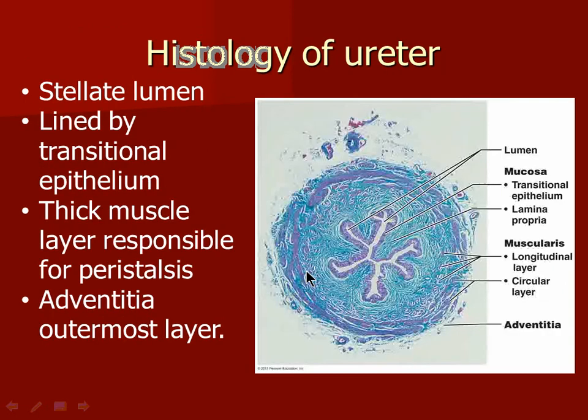Here's the histology of the ureter. Since it's extremely muscular, when you look at it under the microscope, the lumen is thrown into folds like that. So it looks very star-shaped, which we call a stellate lumen. It is lined by transitional epithelium, which is particularly suited to the ureter and the urinary bladder, because transitional epithelium is one of those epithelia which is capable of stretch. So it can stretch and accommodate the volume of urine.